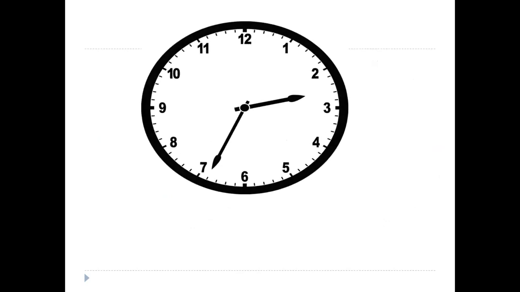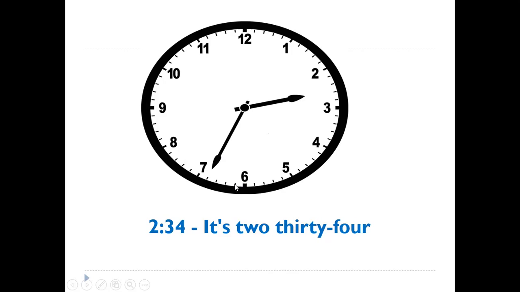Perhaps the short hand is pointing to the two or the three, and the long hand, or the minute hand, is pointing so that we count to 34. We have 5 minutes, 10 minutes, 15 minutes, 20 minutes, 25 minutes, 30 minutes, and then we continue 31, 32, 33, and 34. Let's do another example.